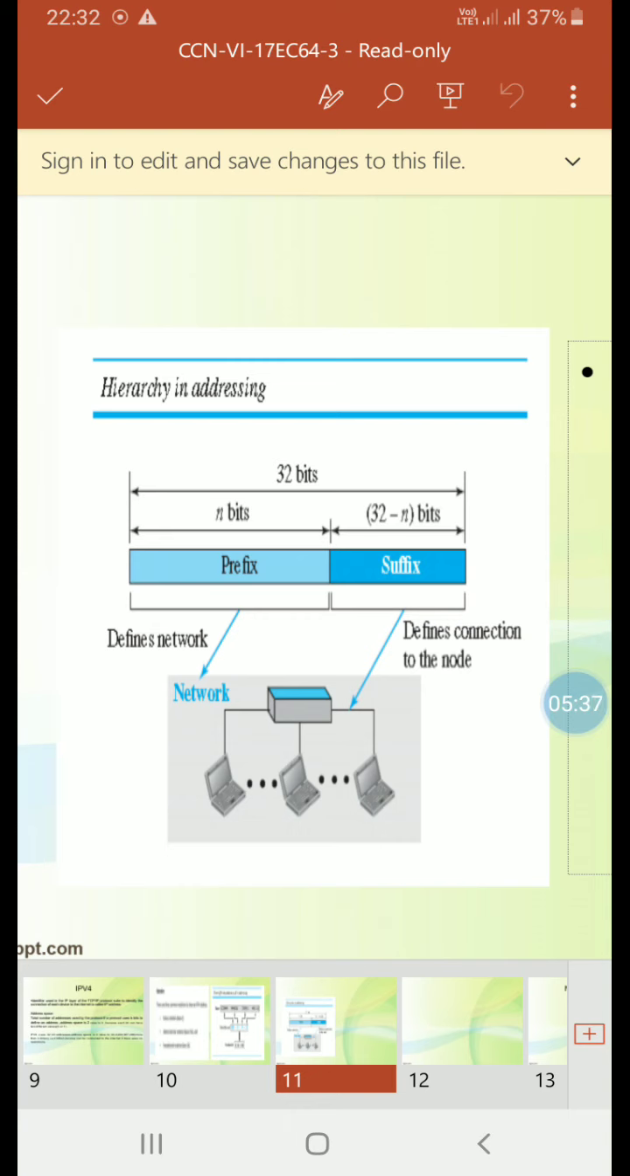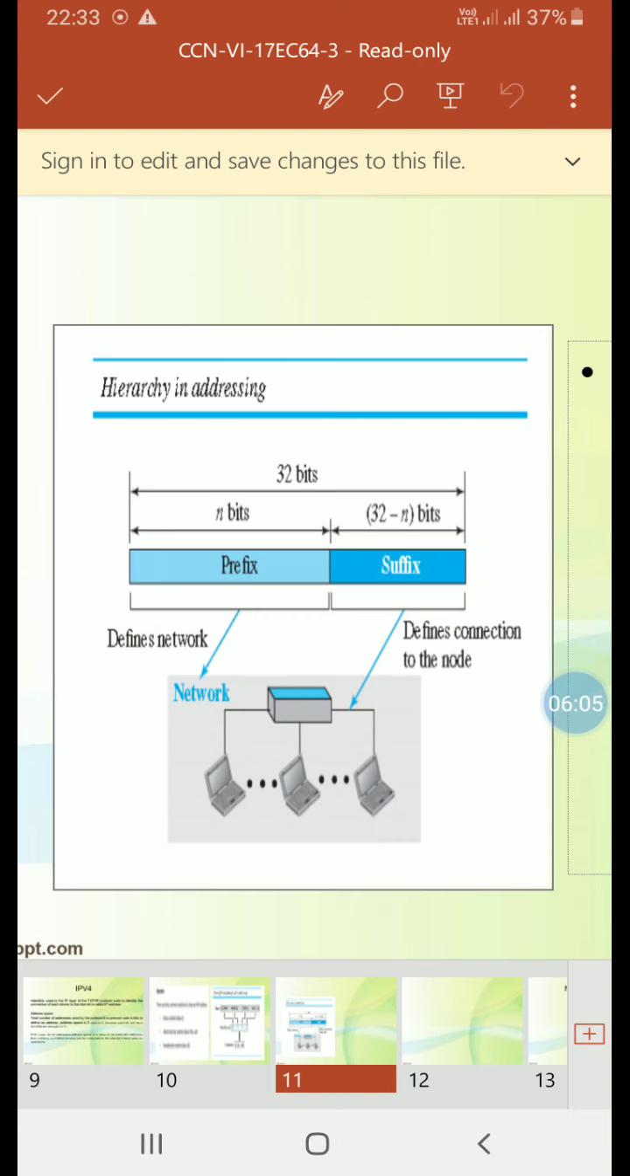A 32-bit IP version 4 address is also hierarchical, but divided only into two parts. The first part of the address is called the prefix, which defines the network. Here it has been shown with n bits. The second part of the address is called the suffix, which defines the node. So 32 minus n bits will be the suffix.